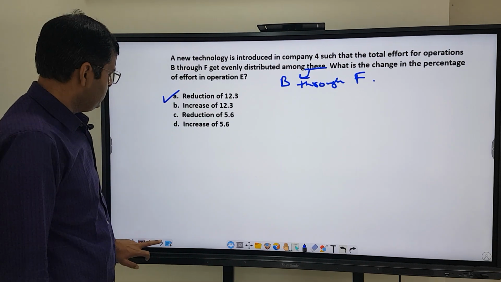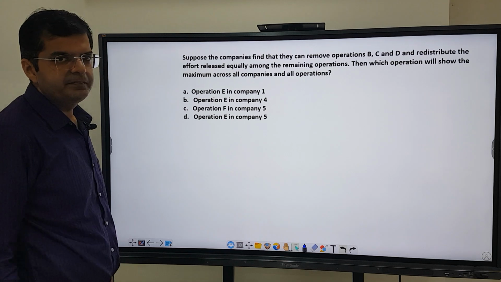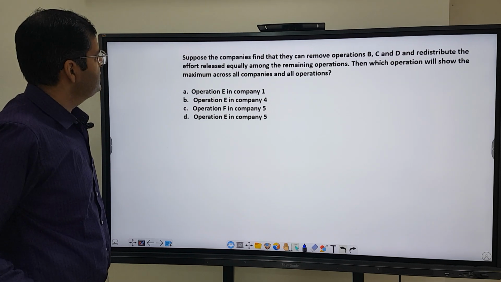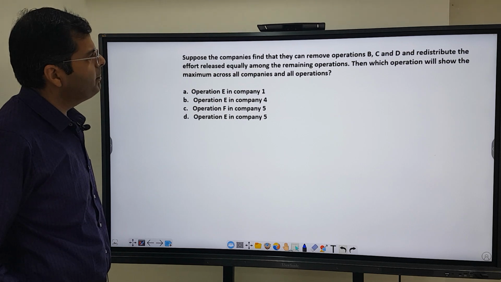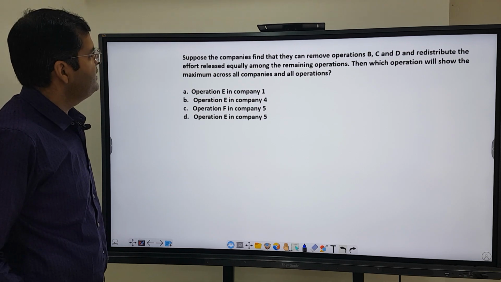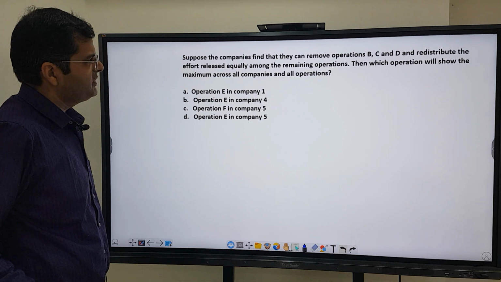All right. Now we'll look at the final question of this set. So this question says, suppose the companies find that they can remove operations B, C and D and redistribute the effort released equally among the remaining operations.